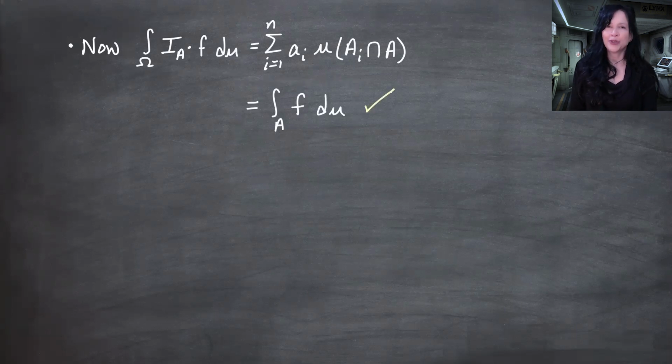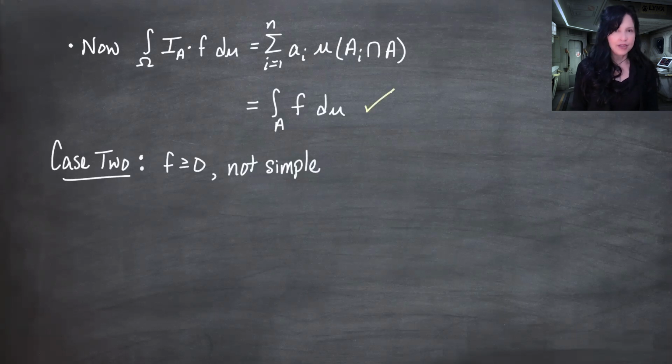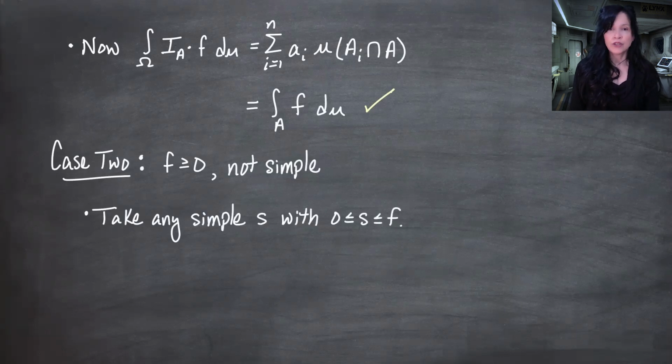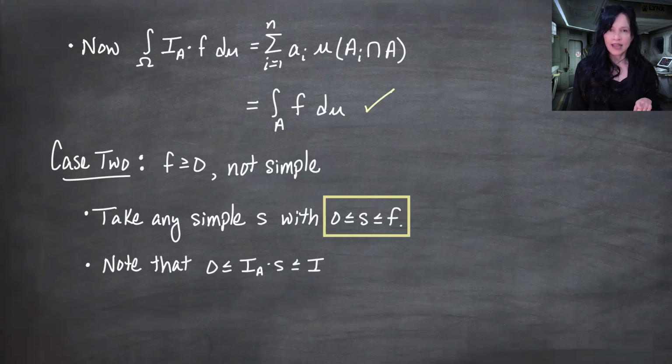So let's move on to the slightly more complicated case where f is not necessarily simple. It is still greater than or equal to 0 for everything we're doing in here today. So to integrate f, I need to look at any simple s between 0 and f. I'm going to do that. And note that if I take this system of inequalities and multiply through by the indicator on the set A, this is still 0. The indicator is not negative, so nothing's going to flip. I end up with 0 less than or equal to the indicator on A times s less than or equal to the indicator on A times f.